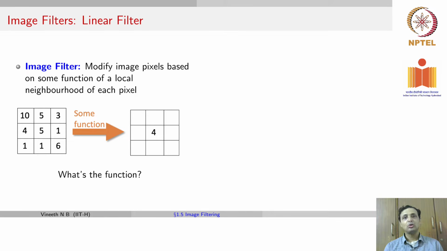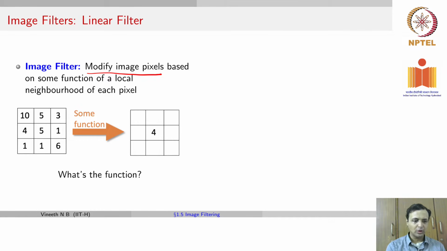Let's move on now to understanding what filters of an image are. So we did talk about operations. Let's now formalize that into a concept called a filter. So an image filter is typically a local operation, can be global, but typically a local operation, where you modify image pixels based on some function of a local neighborhood of that pixel. Exactly what we defined a local operation to be in the previous lecture.